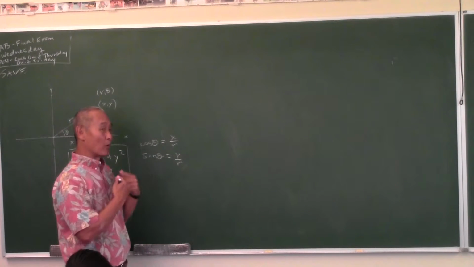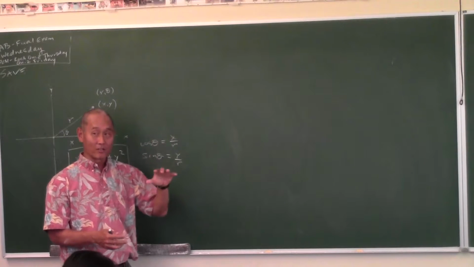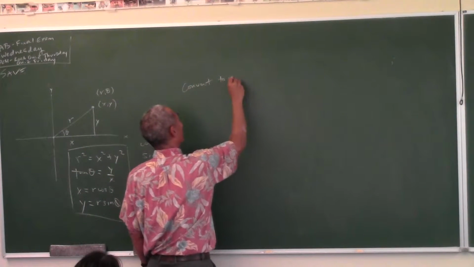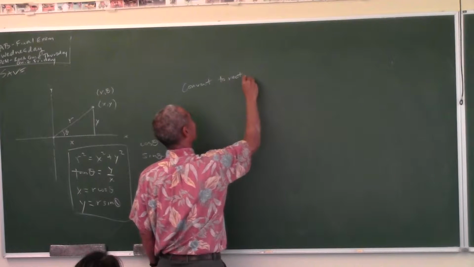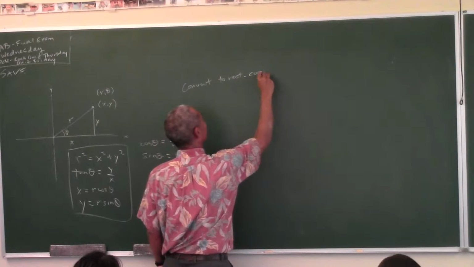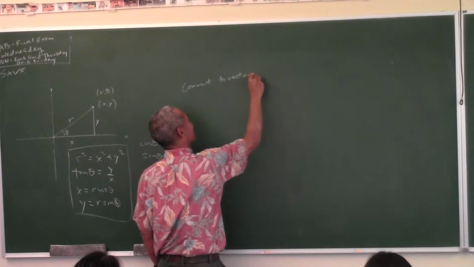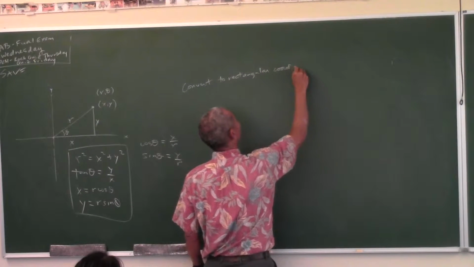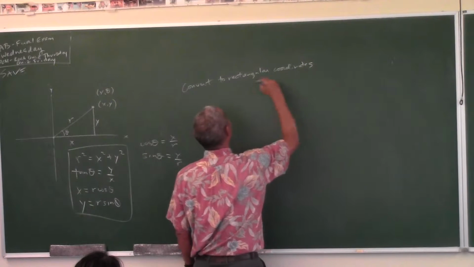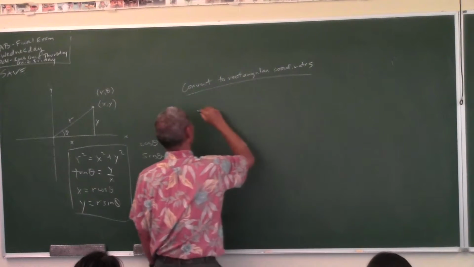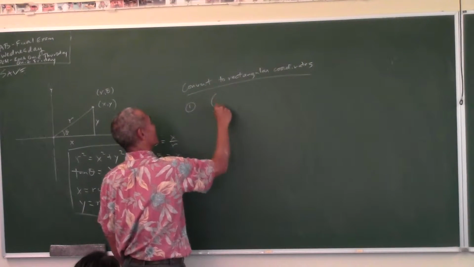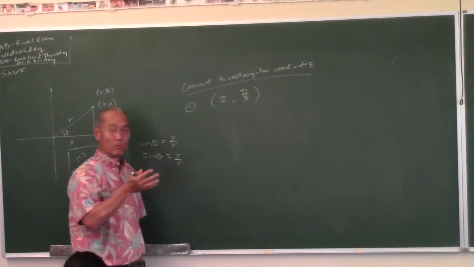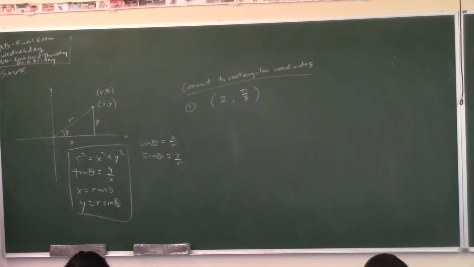What if I give you polar coordinates and you have to convert them to rectangular? So, convert to rectangular coordinates. Just spell out the words, rectangular, because I don't even know how to abbreviate coordinates. Okay, let's start off easy. Problem number 1: 2 comma pi over 3. I'm going to do both degrees and radians now.